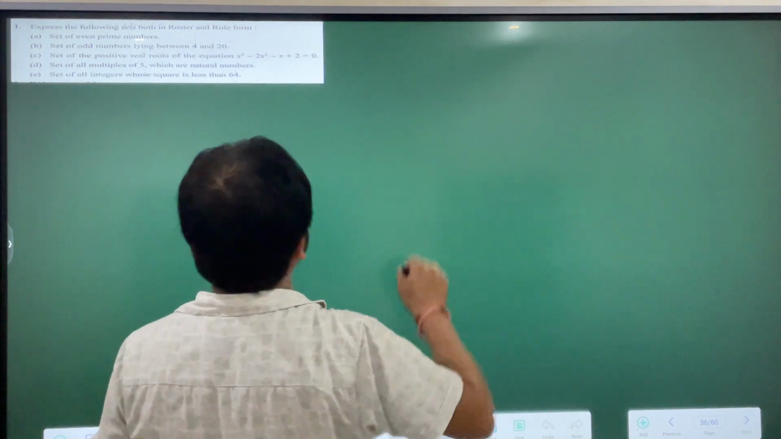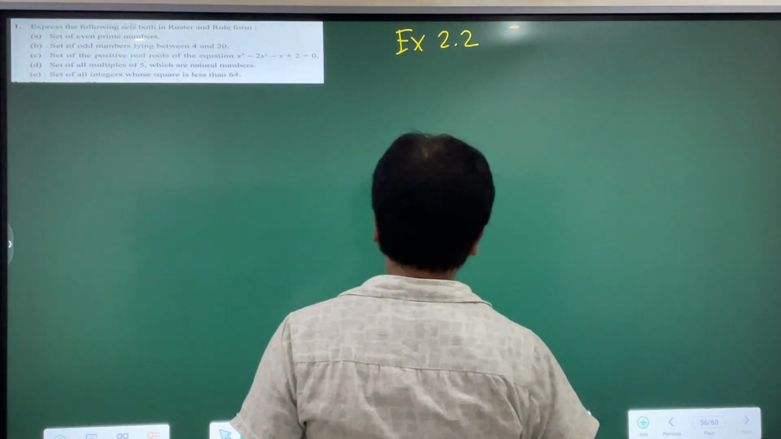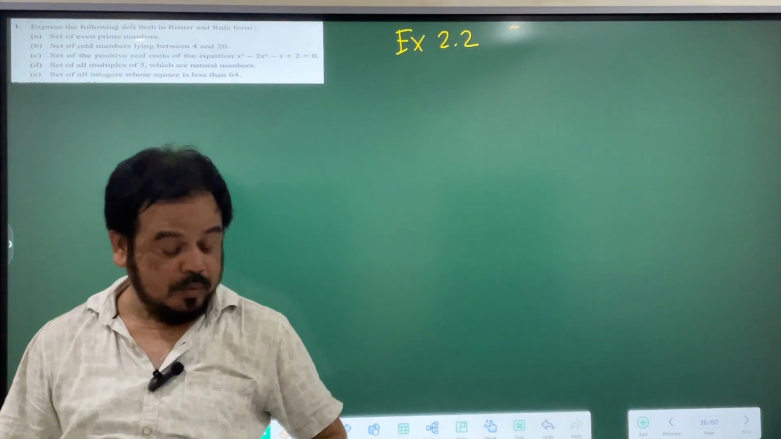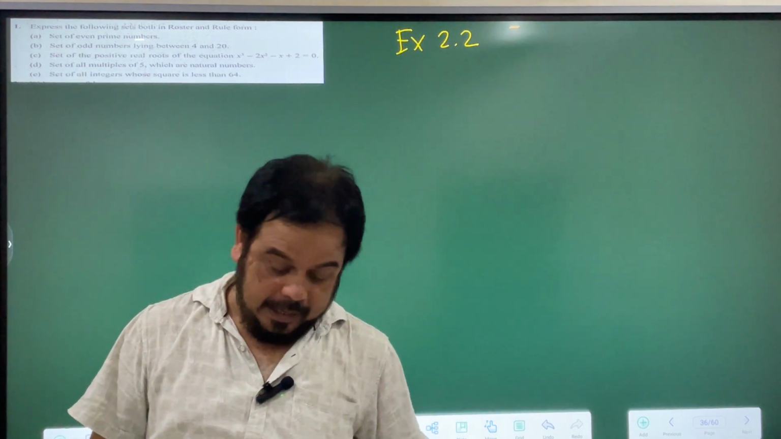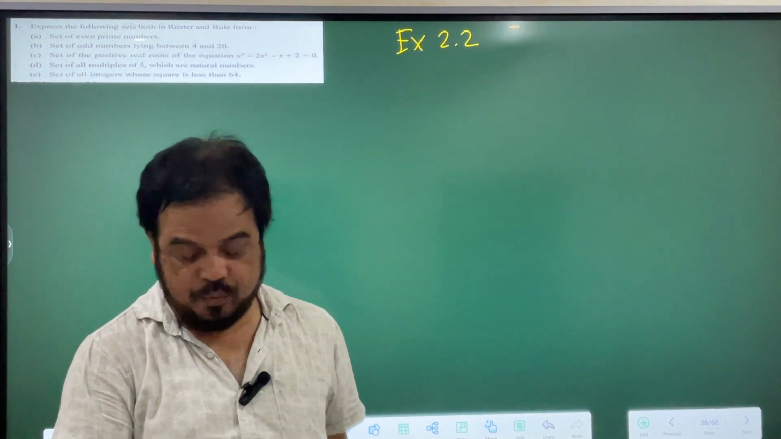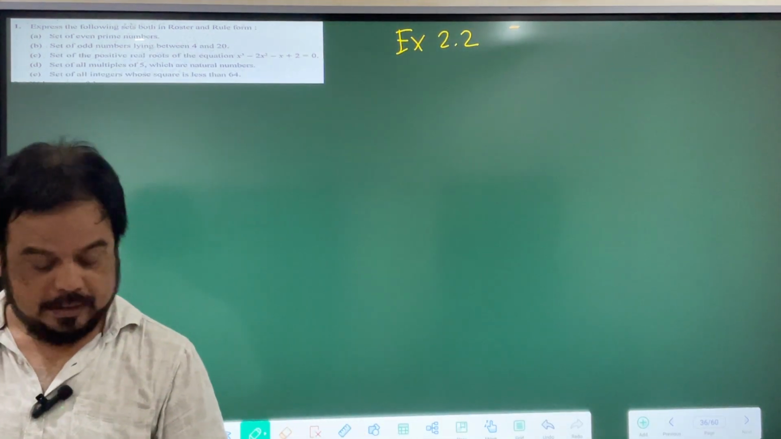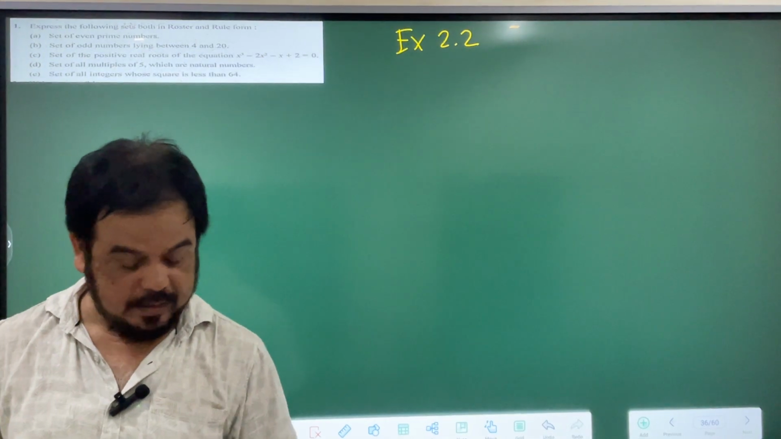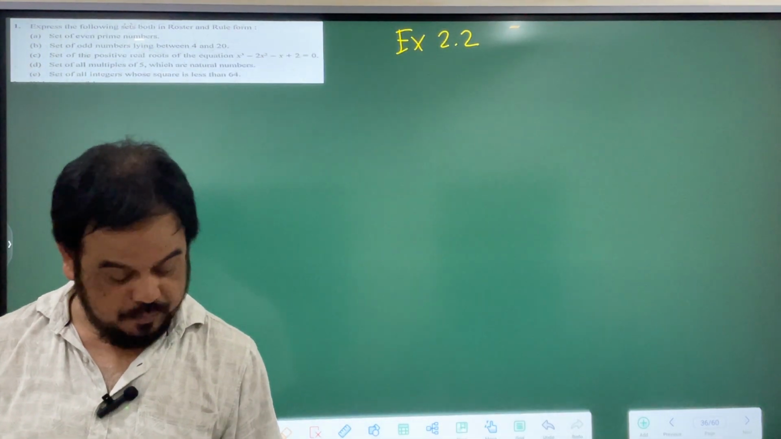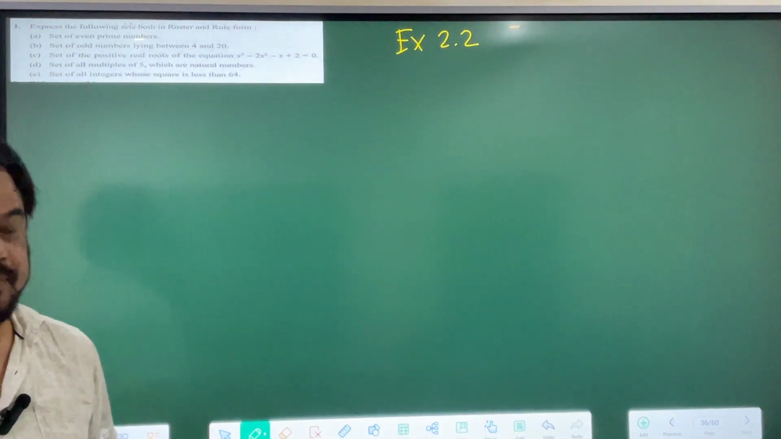This is exercise 2.2. We will do it in the next video. So I hope all of you understood my explanation, because these are the preliminary things you have to know and learn. Otherwise, you will not be able to do sums on sets properly. This is a long chapter till 2.4, I think. So these are the preliminary basic concepts.